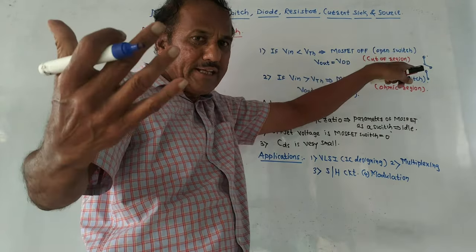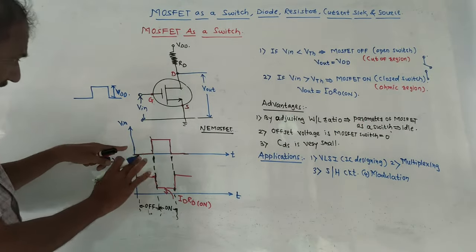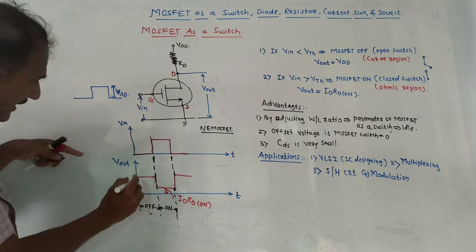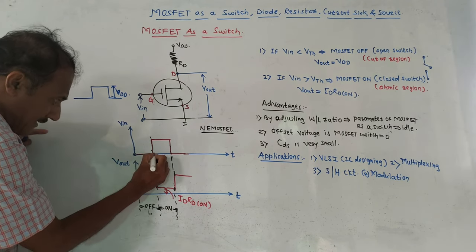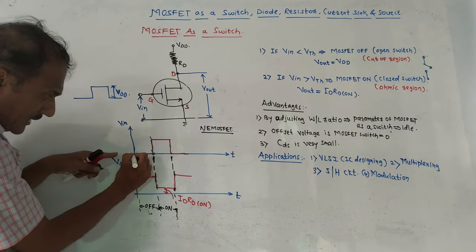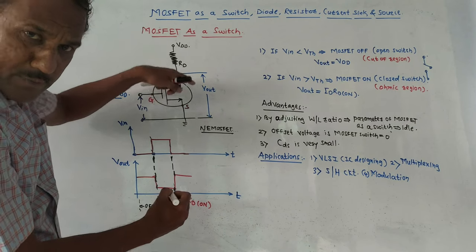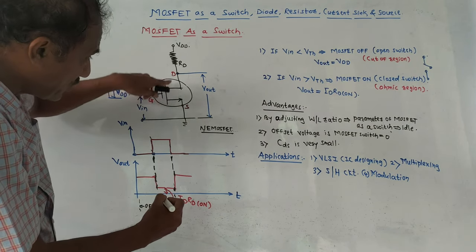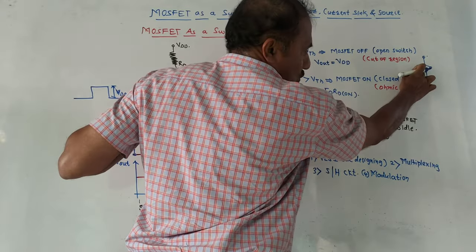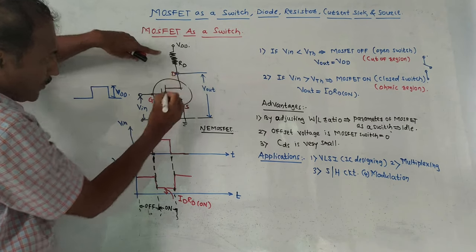We already discussed in the earlier session what the different regions of operation are. In this diagram, this is the graph of the input voltage. If Vin is less than VTH, I am talking about this part, then the MOSFET will be switched off. Whenever it is switched off, it acts as an open switch, shown like this. Since it is off, here we take the output voltage.